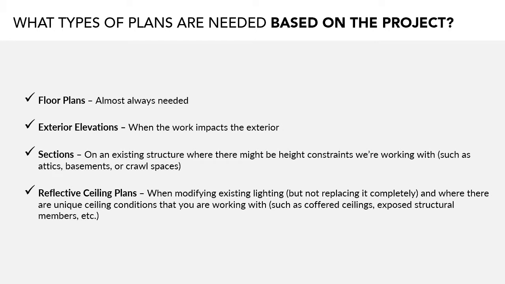elevations. Sections, another one. So if you're working on an existing structure where there might be maybe some city height constraints that you're working with, or maybe those interstitial spaces such as attics, basements, crawl spaces, section cuts are a good go-to. And then RCP, reflected ceiling plans. Maybe when you're modifying existing lighting, but maybe not replacing it completely. Where there's unique ceiling conditions that you're working with, such as copper ceilings, soffits, exposed structural members, things like that.